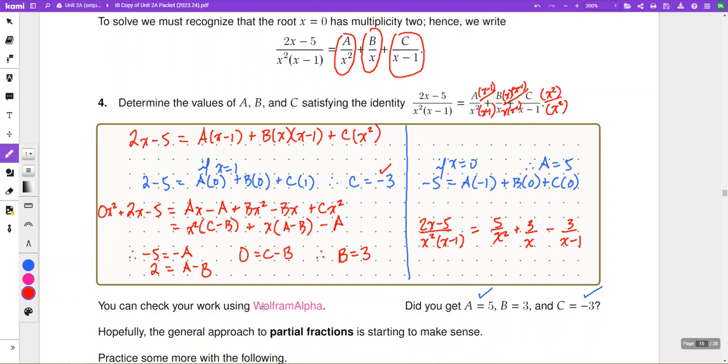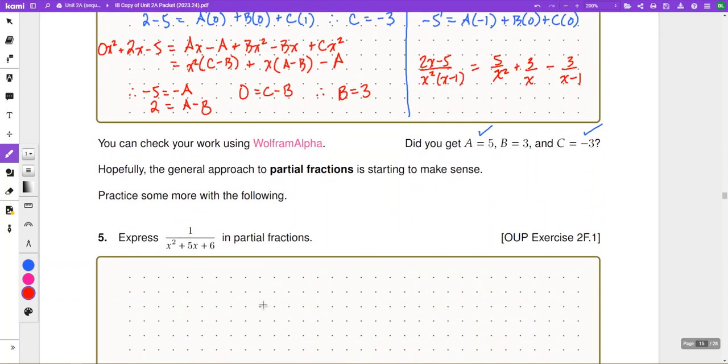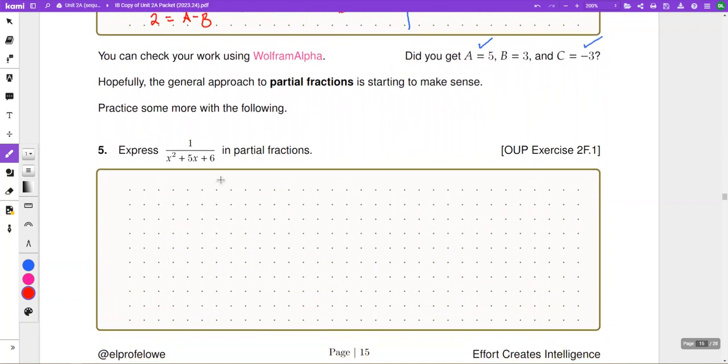Wolfram Alpha is a very, very useful resource. Okay, so let's look at one more here. Express this in partial fractions. Why don't you pause the video and see if you're able to do the work, and unpause the video to check your answers.